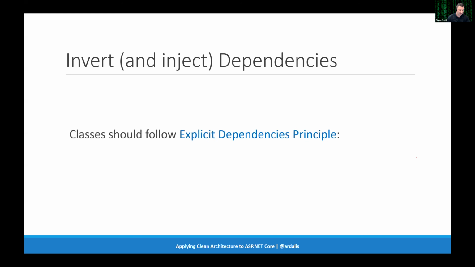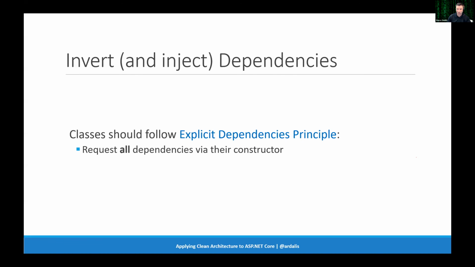Related to the dependency inversion principle is another less well-known principle called the explicit dependencies principle. And this is less well-known probably because I made it up and I try and tell people about it, but it doesn't have somebody like Uncle Bob Martin behind it. But the idea with the explicit dependencies principle is that your classes that have dependencies should be explicit about them.